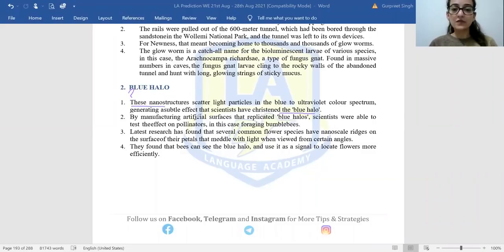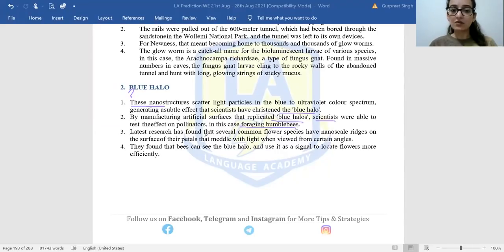By manufacturing artificial surfaces that replicated blue halos, scientists were able to test the effect on pollinators, in this case foraging bumblebees. It is possible that the sentences can be a bit technical. Don't worry, just highlight what are the elements. For example, in this one, we have blue halo, which we talked about in the previous sentence as well. We have scientists, the words that we understand easily. And then we have foraging bumblebees. So typically, just take the nouns out of the sentence.